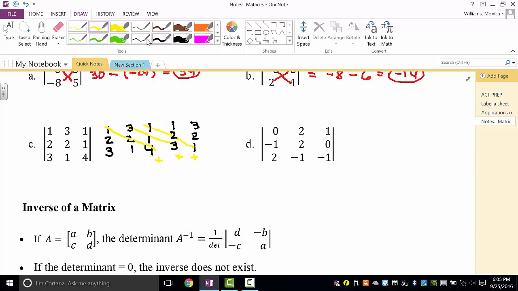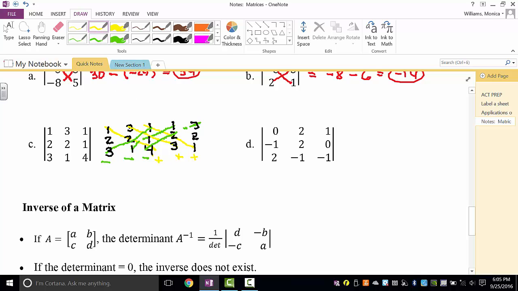And then you make 3 diagonals, starting at your last element on the first row, to the left. Since we're going to the left, these diagonals will have a negative in front. All right, you're going to multiply your diagonals.